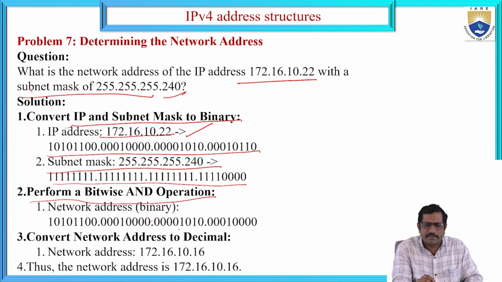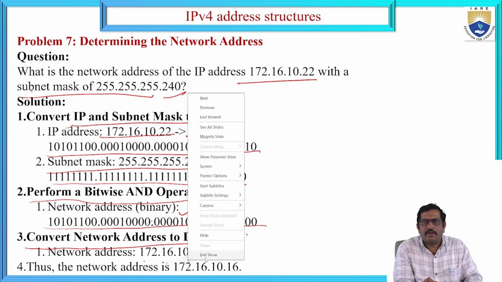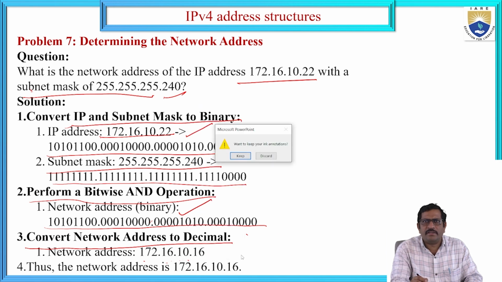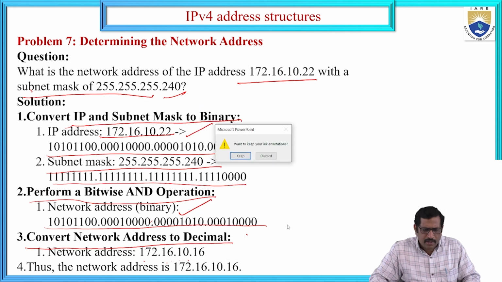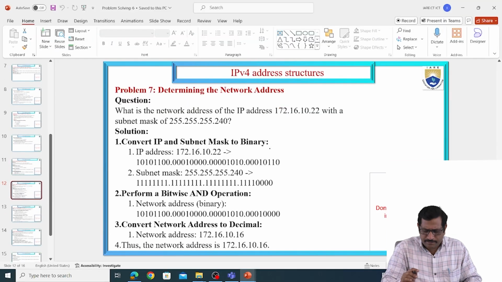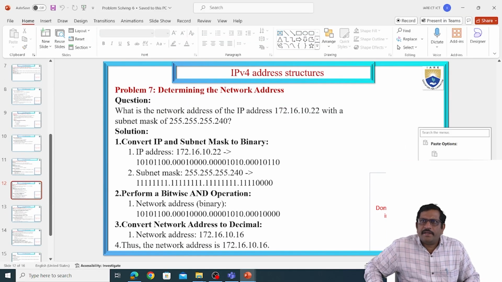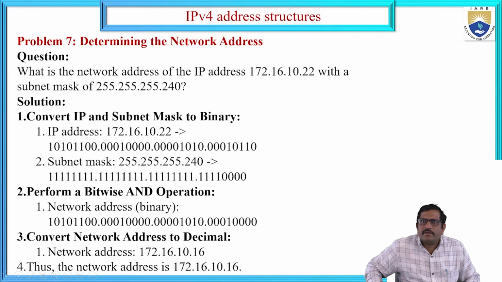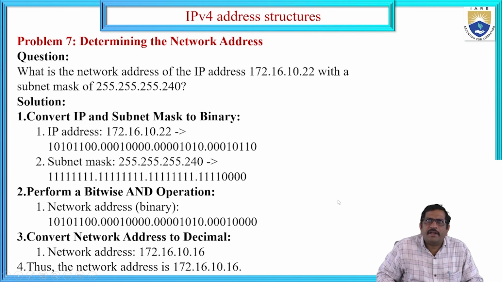So the network address in binary is obtained, and we convert the network address to decimal format. Here the network address is 172.60.10.6. Like this, after converting from the binary form, we can convert it into the network address format.